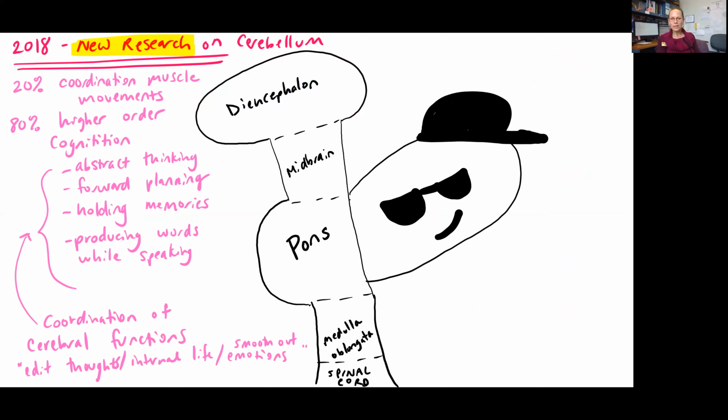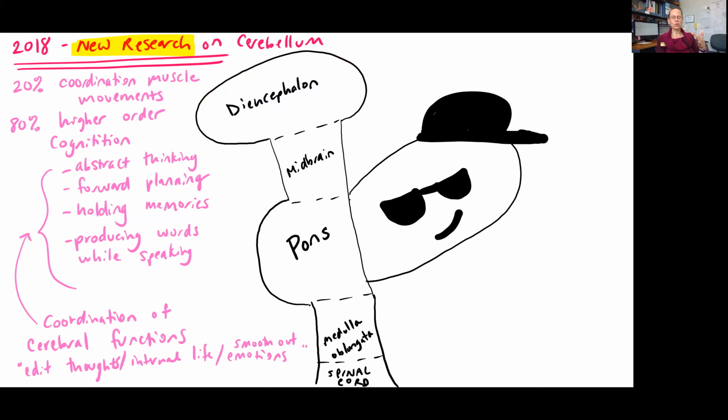So, all of the time we've talked about the cerebellum as being important in coordinating muscular movements, but the new data suggests that only about 20% of the functions of the cerebellum are with the coordination of muscle movements, and then 80% would be basically kind of doing the same kind of coordination task, but for higher order cognition. So the cerebellum itself is not doing the abstract thinking or the planning or the holding memories or the producing of words, but rather sort of smoothing out or coordinating those higher level functionings from the cerebrum.